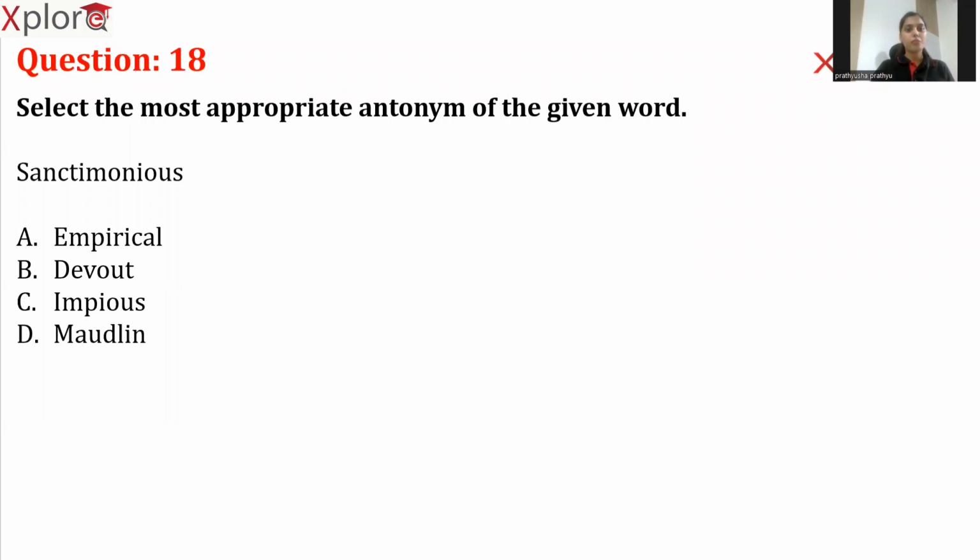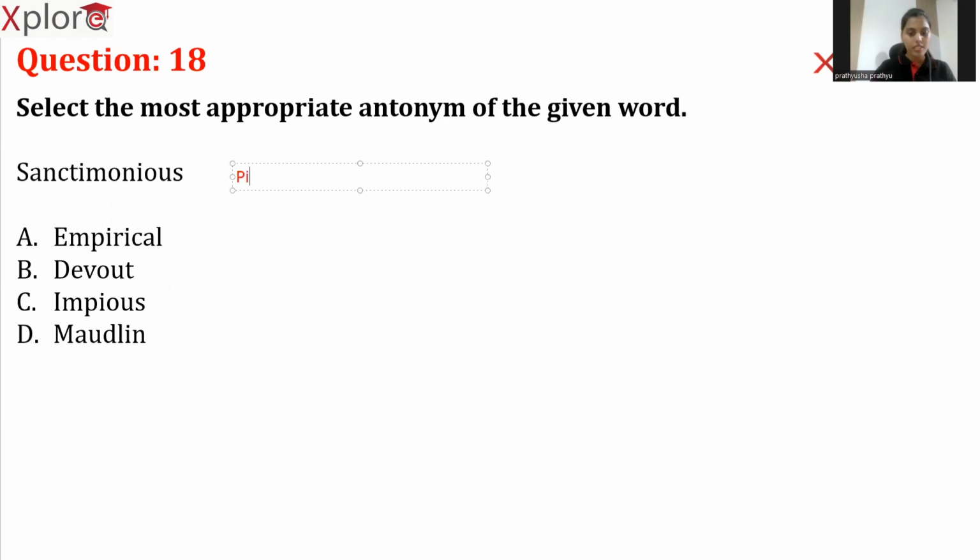Select the most appropriate antonym of the given word, sanctimonious. You need to identify the opposite term for sanctimonious. Options are empirical, devout, impious, maudlin. So the meaning of sanctimonious is having a feeling that you are morally superior to other people. Let me write it here: thinking that you are morally superior to other people.